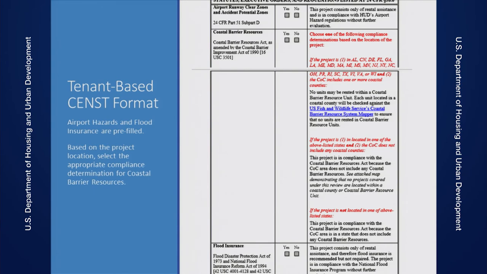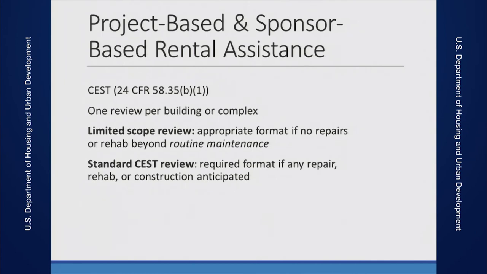So returning to that form we were looking at, here's how it approaches the related environmental laws and authorities. As you can see, the compliance determinations for airport hazards and flood insurance are filled in for you. And for coastal barrier resources, there are several choices for pre-filled compliance determinations depending on the project's proximity to coastal barrier resources. So make sure you select the appropriate compliance determination for your project location. When the form is finished, there should not be any red italicized text in it anymore. All right, so that's it for tenant-based rental assistance and tenant-based leasing.